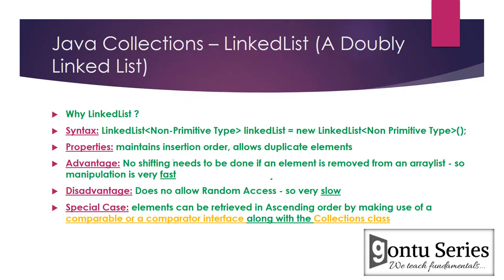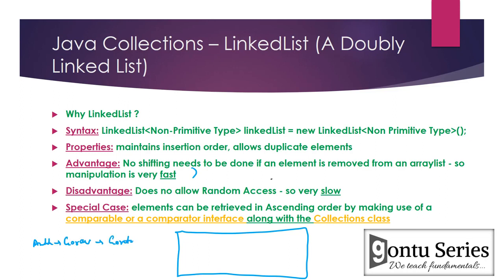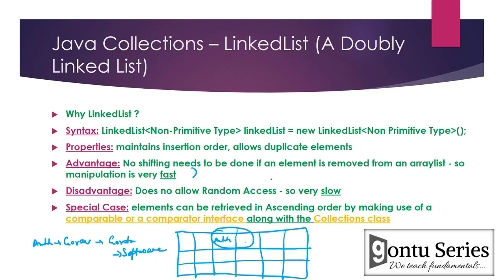So let's first see the point, no shifting needs to be done. So this is RAM. I've stored Ankush, and then Gaurav, and then Gontu, and then Software. Let's say I've stored this in the linked list. So how is it going to be stored in the RAM? Anywhere in the RAM, it's going to create a node. Let's say it creates a node like this for Ankush, and then it's going to point to null.